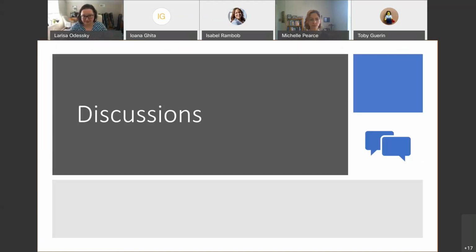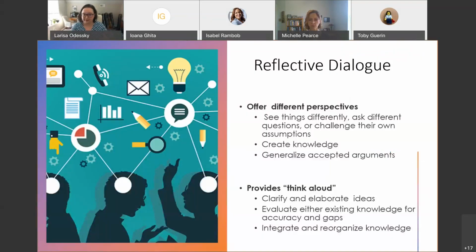And let's talk discussions. So again, reflective dialogue between their peers and between the instructor. Again, different perspectives. They can see things differently, ask different questions, challenge their own assumptions. It does create knowledge and generalize accepted arguments, and definitely provides the think out loud for both parties. And I don't think there's anything wrong with saying, reflect on this and then justify your position, and let them get into it and have a robust discussion. Well, this is right because, or this is not right because. It integrates and reorganizes knowledge. And again, based on what I'm teaching them.